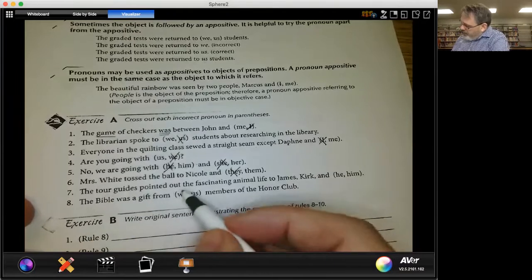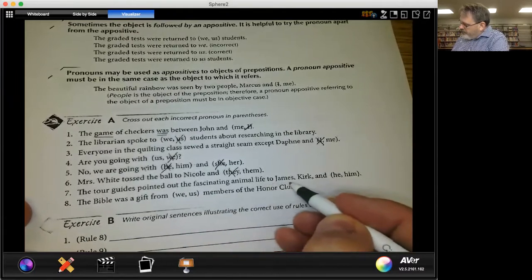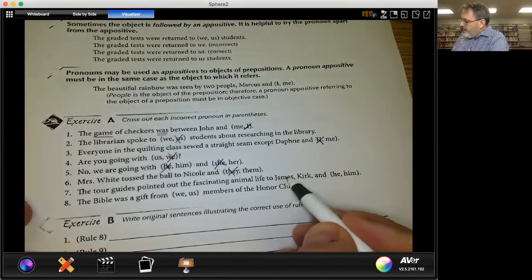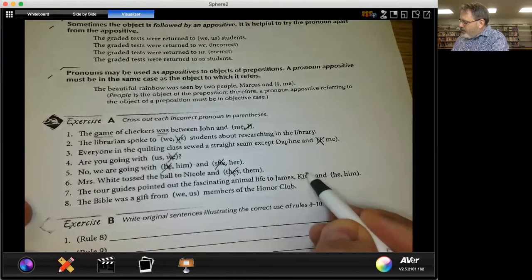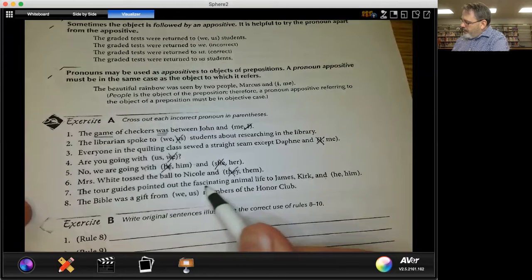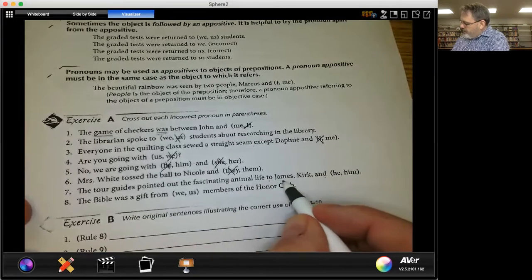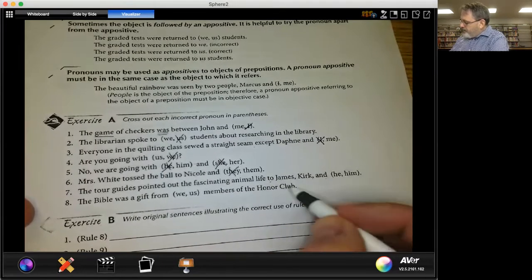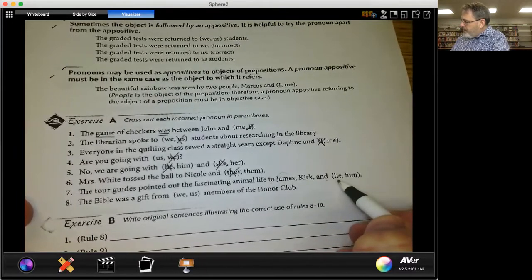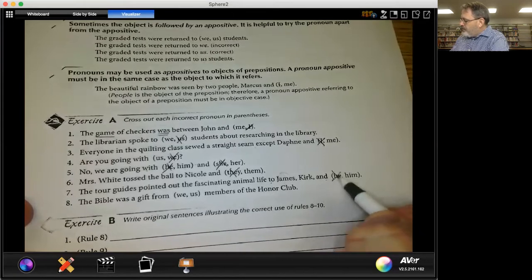The tour guides pointed out the fascinating animal life of James, Kirk, and either he or him. Incidentally, James is the first name of Captain Kirk of Star Trek, and you should know that. Okay, James T. Kirk. That's an aside. That's a prepositional phrase, but it's got three objects of preposition: James, Kirk, and whichever one this is. Which one of those two is objective case? He is in the nominative case. Remember, I, you, he, she, it, we, you, they? Him is in the objective case. Me, you, him, her, it, us, you, them. So let's get rid of he.